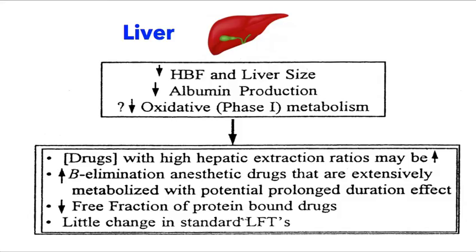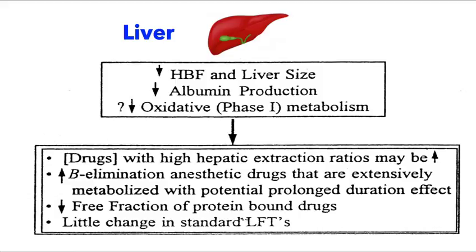In the liver, hepatic blood flow and liver size tend to go down. We don't produce as much albumin. The ability to oxidize drugs, which is phase 1 metabolism, goes down. Remember, phase 2 metabolism tends to be things like adding a molecule of a sugar to that to make it charged and able to be excreted. So drugs with high hepatic extraction ratios may increase in their serum concentration. We may not be able to get rid of them.